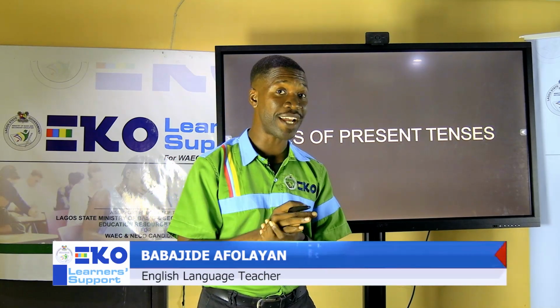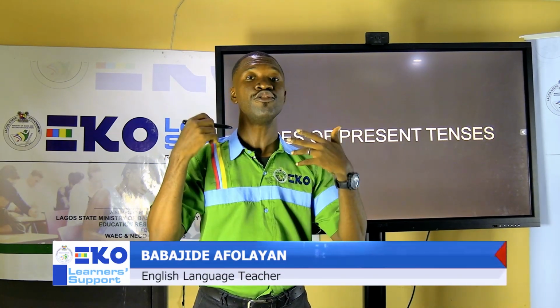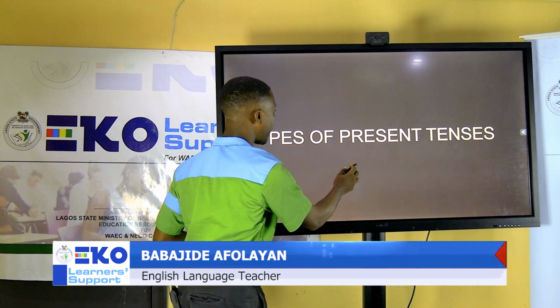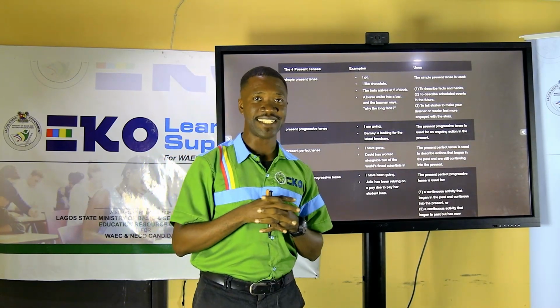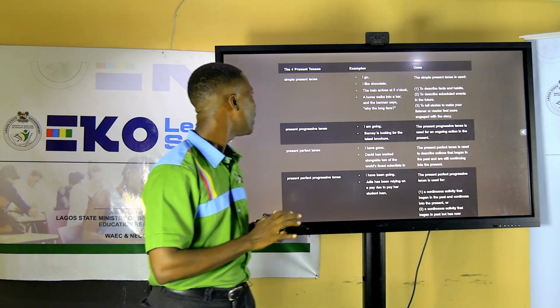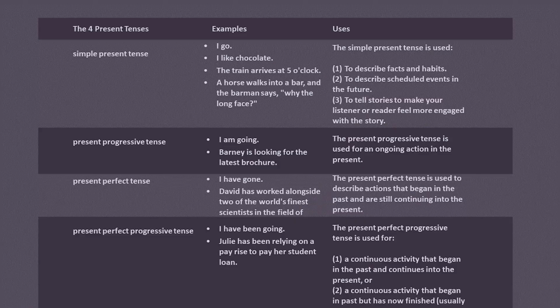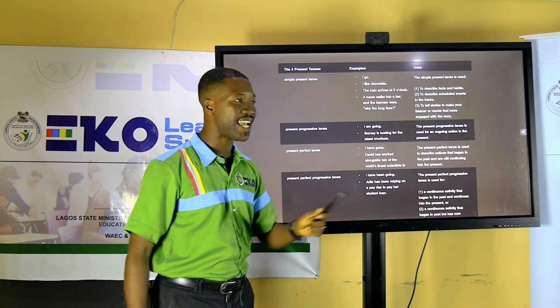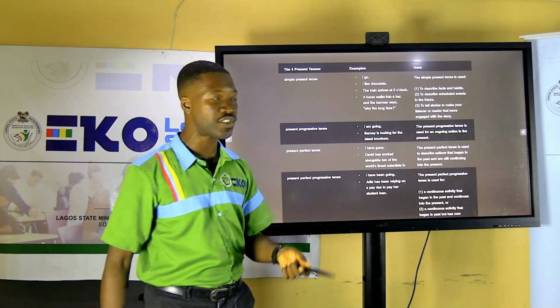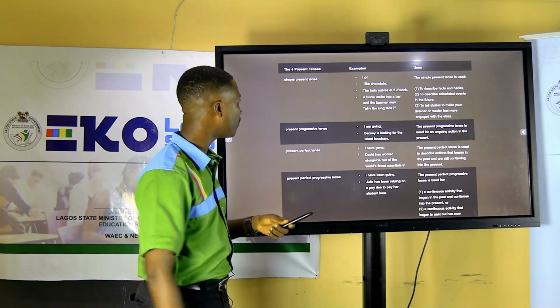I'm sure some of you are surprised that our present tenses do have types. Let's look at them. So we have 4 types of present tense in the English language. The first one is the simple present tense. We have the present progressive tense. We have the present perfect tense and the present perfect progressive tense. Please note, another name for the progressive tense is also the continuous tense. So please let's take note of that.